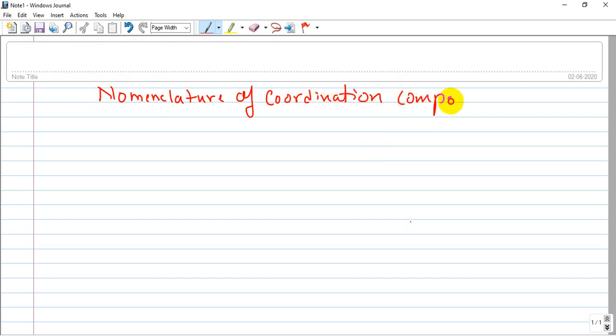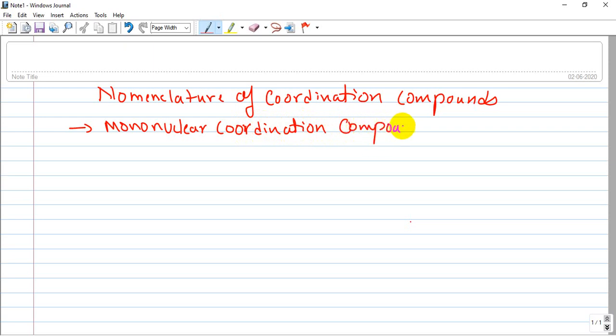In this, the coordination compounds we are using are basically mononuclear. So what are mononuclear coordination compounds? Mononuclear means a coordination compound that contains a single metal atom.